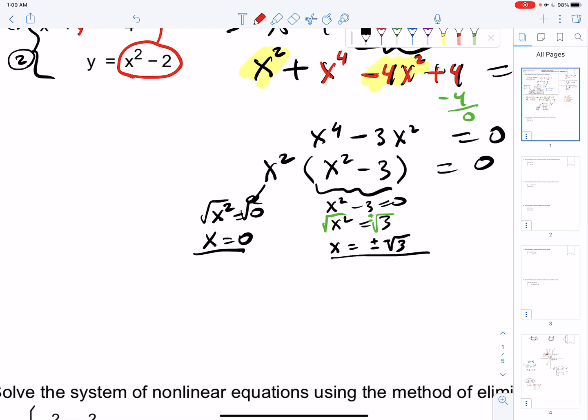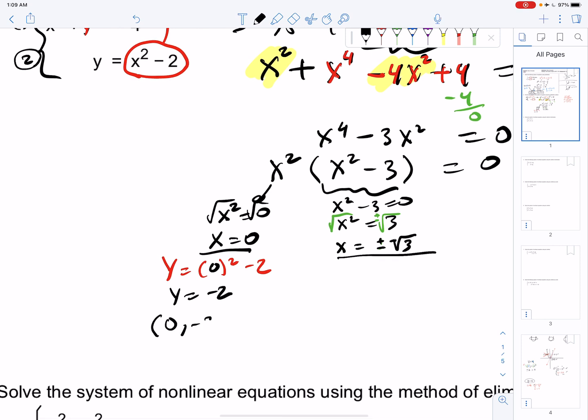So we're going to take equation number 2. I'll do that in red. And that just says y equals x squared minus 2. And what is x? Well, x is 0. So 0 squared is still 0, so y equals negative 2. That gives me my first answer, 0 comma negative 2.